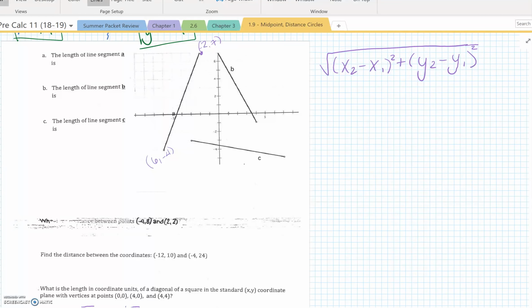This video talks about the distance formula, and you might remember the distance formula from other math classes: geometry, algebra 2, and even algebra 1. So this is the distance formula. I have it written down here for you.